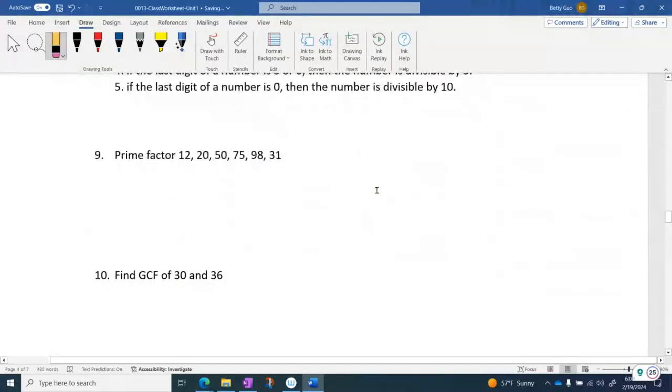Number 9, we are going to learn a technique. It's called prime factoring a whole number. This technique is very basic and useful. Prime factor a number. Let me write down the definition.